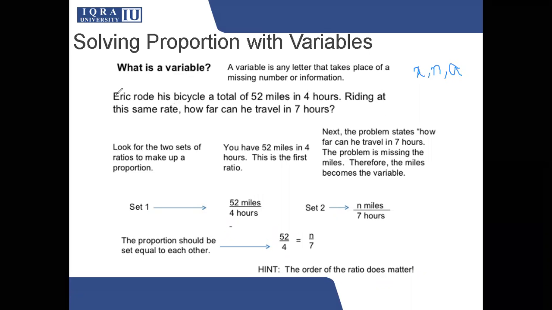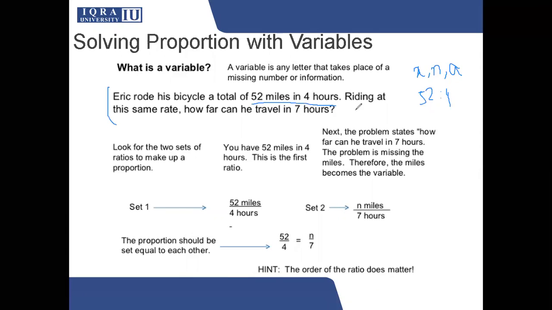So let's take this example. Eric rode his bicycle a total of 52 miles in 4 hours. Riding at the same rate, how far can he travel in 7 hours? Right? So we have a ratio from this, 52/4, right? We can make a ratio from this.